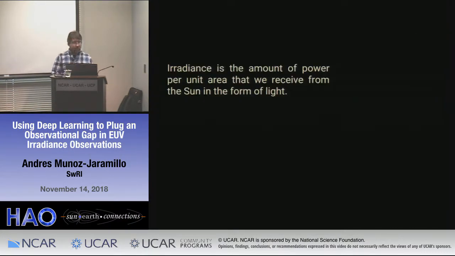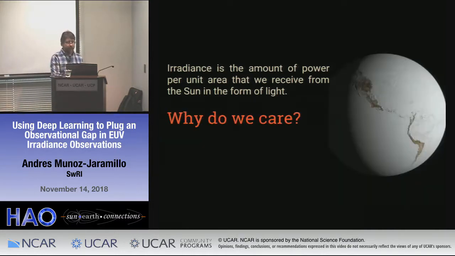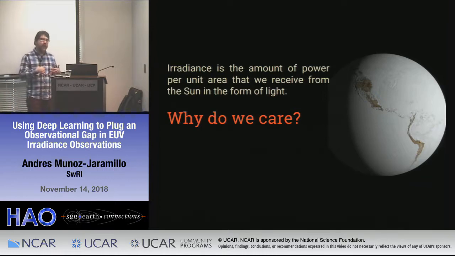Okay, so for those of you who may not know, although I expect most of you probably do, irradiance is the amount of power per unit area that we receive from the sun in the form of light. And when you do this for specific wavelengths, it becomes spectral irradiance. Why do we care? Because irradiance basically is what keeps us cozy and warm. It's a big input to our atmosphere, and any variations in irradiance can trigger changes here on Earth in terms of climate. For example, glaciations are changes of irradiance introduced by changes in our orbit that can trigger all these things.